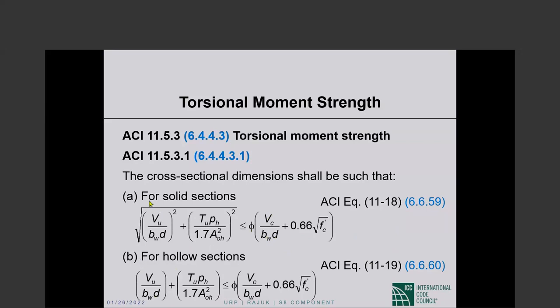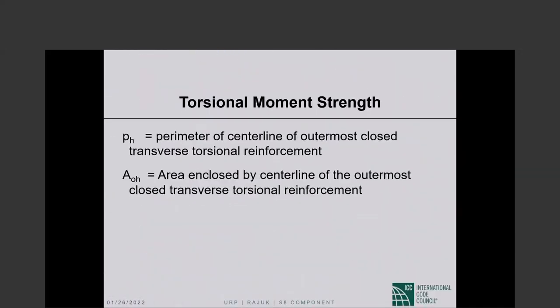If it is a hollow section rather than a solid section, we take the sum instead of the square root of the sum of the squares. The sum of the shear stress and the torsional stress shall be less than or equal to phi times the same expression on the right-hand side. Here, P sub h is the perimeter of the center line of the outermost closed transverse torsional reinforcement. A sub 0 h is the area enclosed by that perimeter.